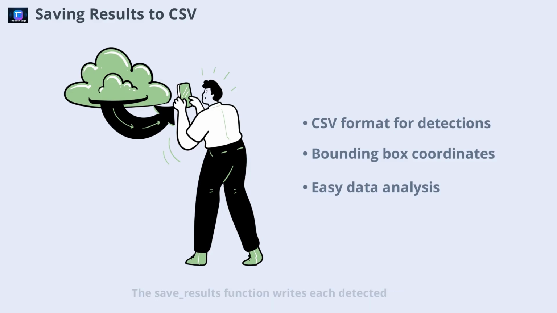The Save Results function writes each detected object's data to a CSV file, including the class ID and bounding box coordinates. This makes it easy to track, visualize, or compare detections across images or models. Having results in CSV format is especially helpful for statistical analysis or integrating with other data processing tools.